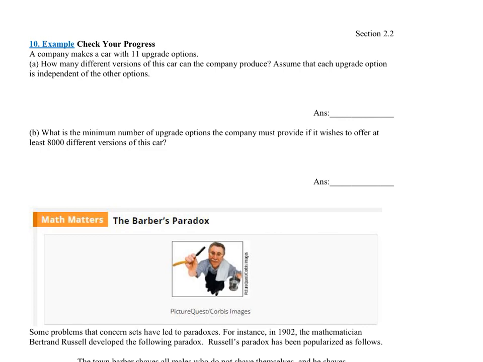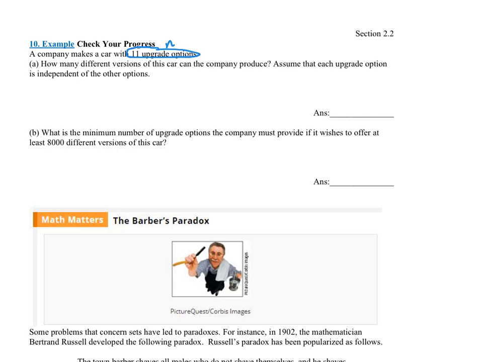Example 10. It says a company makes a car with 11 upgrade options. So that's the number of items that we have. It says, how many different versions of this car can this company produce? Assume that each upgrade option is independent of other options. So how many upgrades can we have?